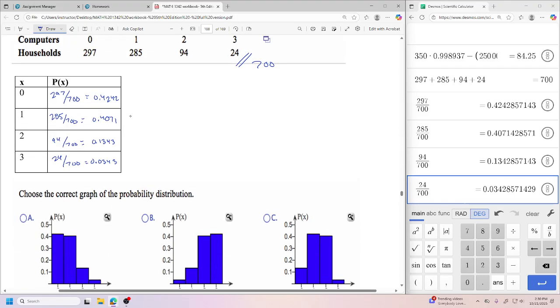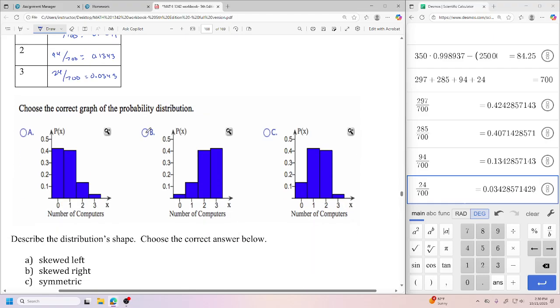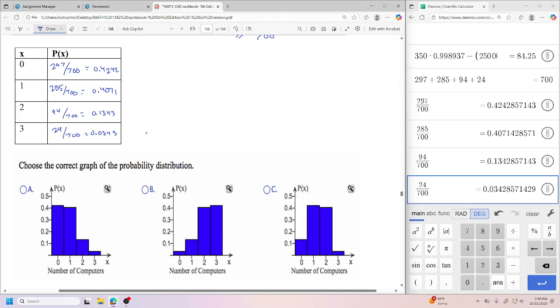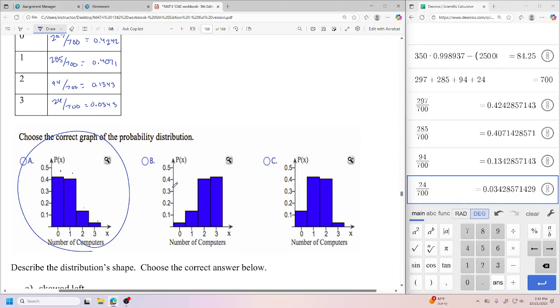So you can see here we got 42, 40, 13, and then 3. You see how it's big, big, small, small, right? So which one? Big, big, smaller, small. Right? Again, just multiple choice. We don't have to think too much about it.